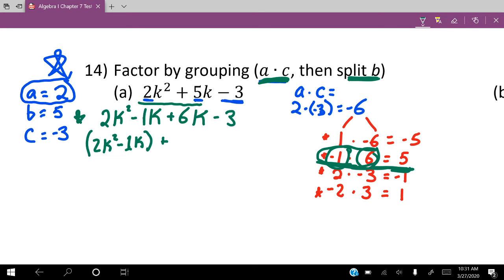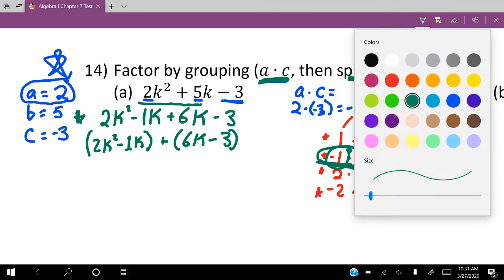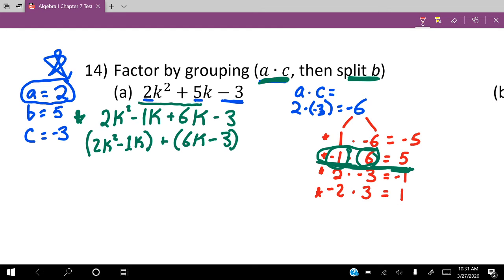And then I'm going to go ahead and put parentheses around 6k minus 3. So the reason I did this is because now I can factor out common terms in each of these parentheses sets. So that's what I'm going to go ahead and do. I'm going to break down both of my parentheses and figure out what each of these terms have in common.